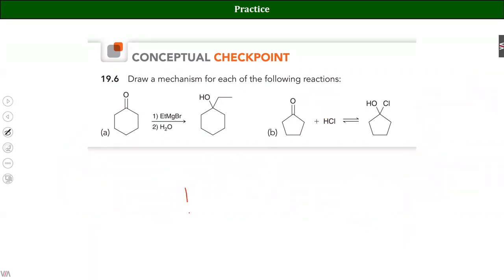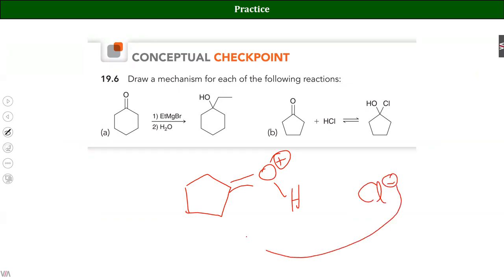So your intermediate for B looks like this. And that would be your second step. I know we spent a lot of time on that last week on Thursday, but it's worth remembering because that's going to be the basis for all of these other reactions we're going to do today.